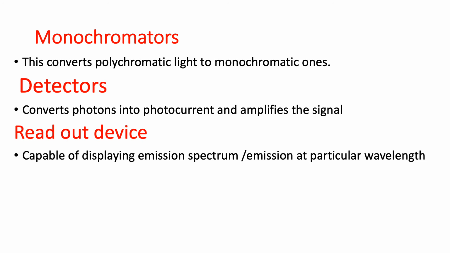So monochromator means it converts polychromatic light into monochromatic. Polychromatic means light has vibrations in all directions. Monochromatic means the light which has direction in only one direction. That is the function of this monochromator.